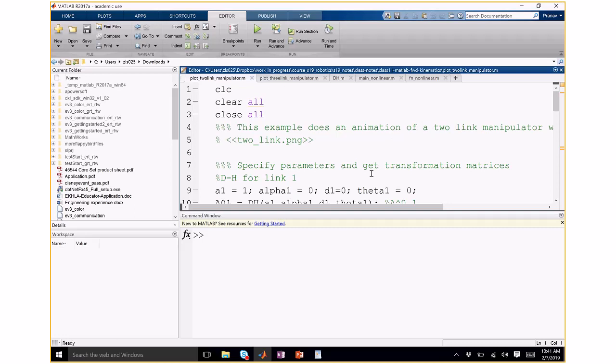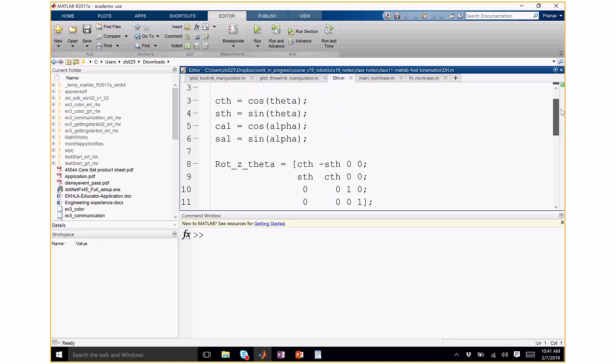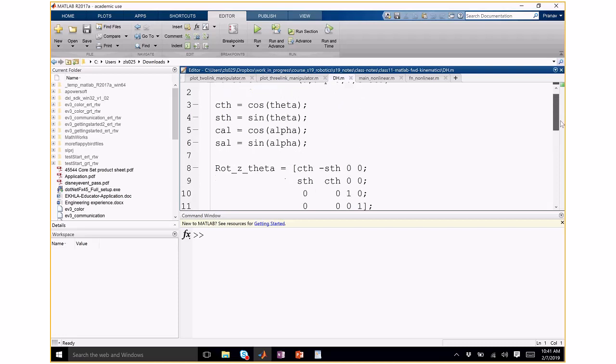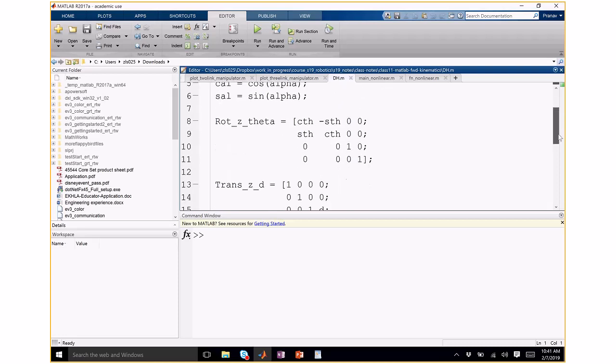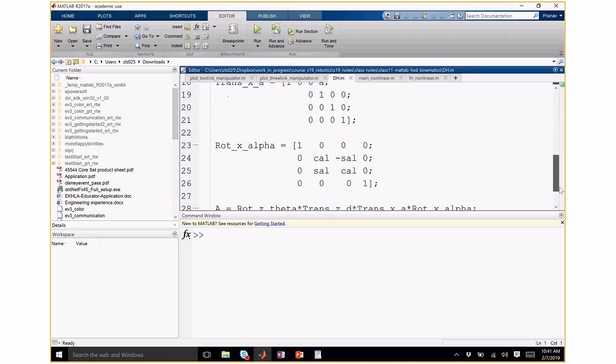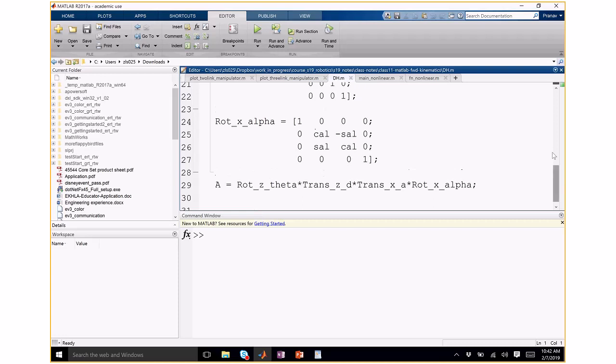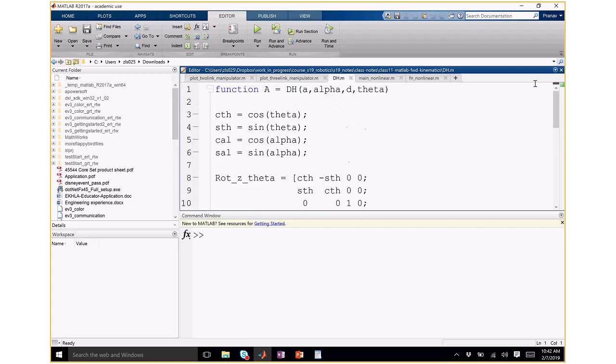So first, this is the 2-link manipulator. What I like to do is write the DH as a function. Remember, there are four transformations: a rotation about theta, a translation d, and so on, which I wrote down and I generated A. I did not write that complicated formula. Instead, I just used the basic transformations. And this is just a function which I'll call again and again. So I just write a function, keep it aside.